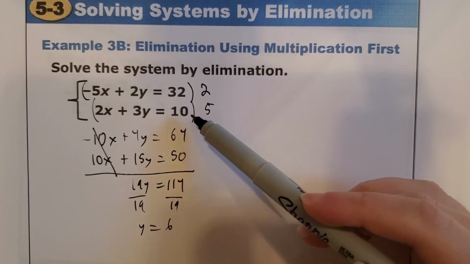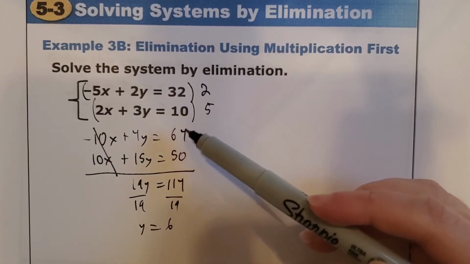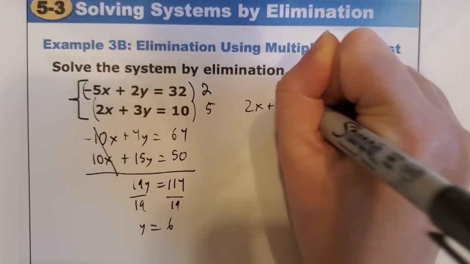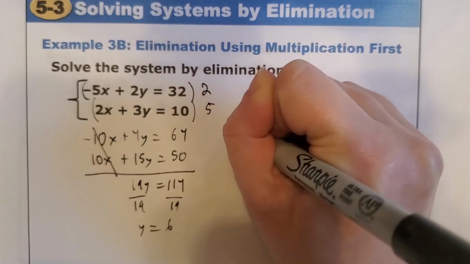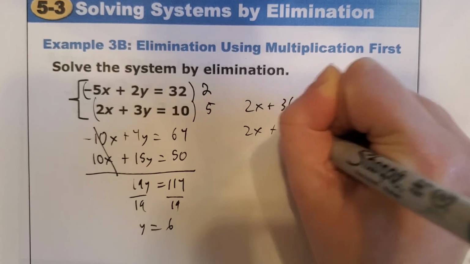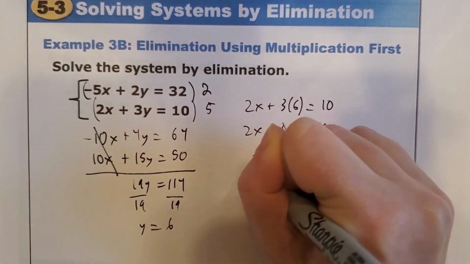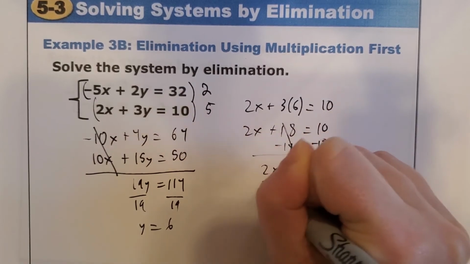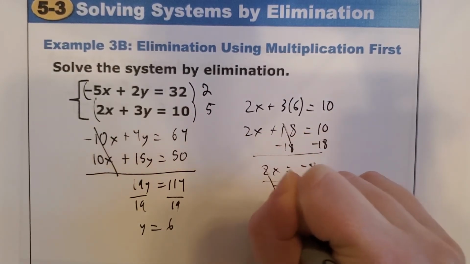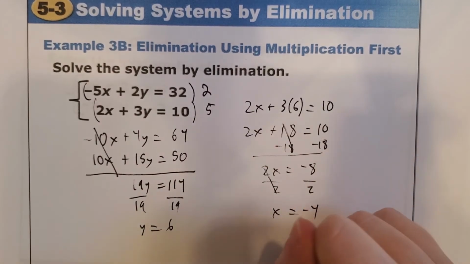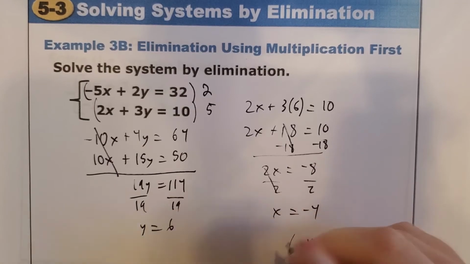Doesn't matter which one. I'm going with the second one just because the numbers are slightly smaller. 2x plus 3 times 6 is equal to 10. So this is 18 minus 18. Negative 8 divided by 2. x is negative 4. So we're going to write our final answer again as an ordered pair. Negative 4, 6.